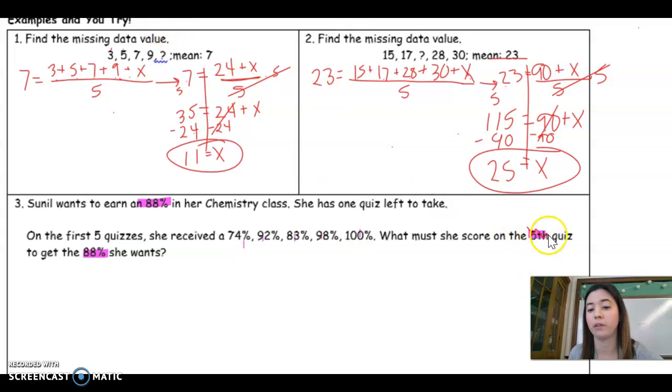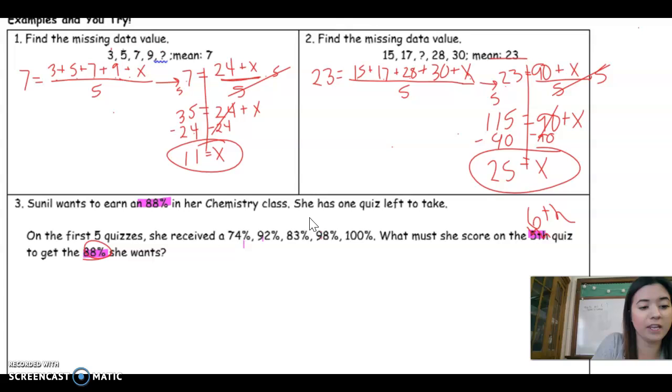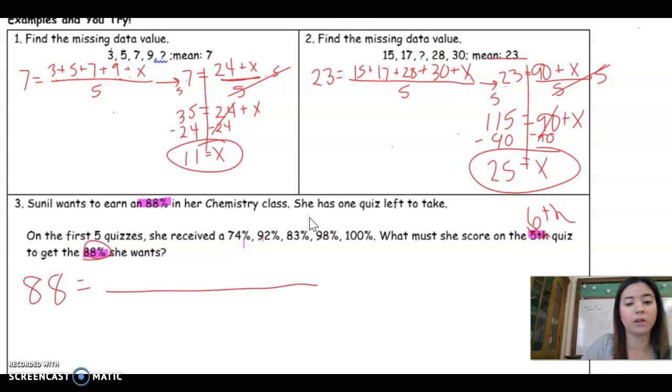That's a typo. That should say 6th quiz. She already has taken 5. All right. So we know her average she wants is an 88. Go ahead and create the top and the bottom, and then come back when you're ready. See if you can set it up correctly. Remember, it's the sum of all your values plus your missing value divided by how many total things you have up top. Come back when you're ready, please.